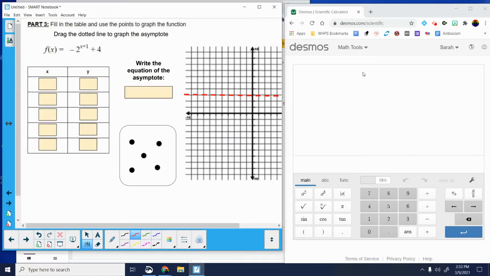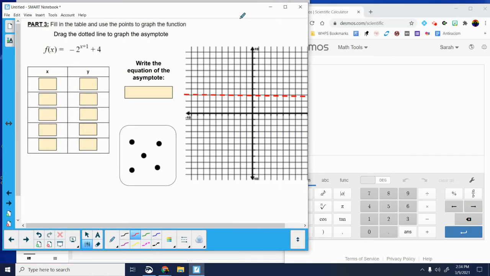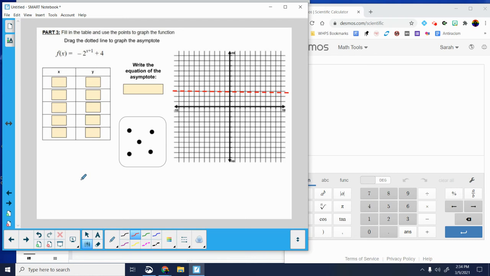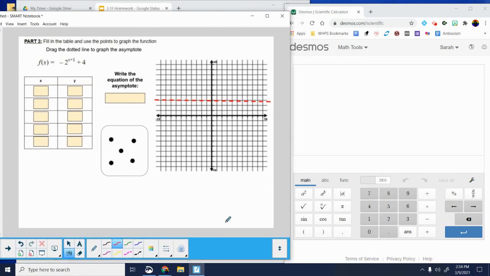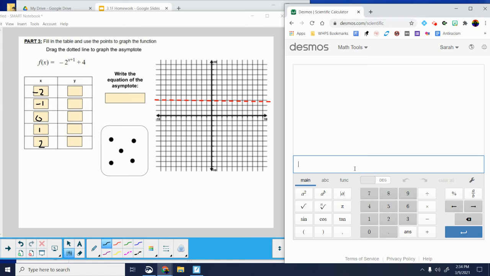All right, so let's go ahead and graph this function. We're going to need to use Desmos to help us. So I have that open on my screen. So in the table, my x column is always going to have the same x values, -2, -1, 0, 1, and 2. And so I'm going to take the function, which is -2 raised to the power of x plus 1 plus 4, and I'm going to replace x with all of the values from my table.